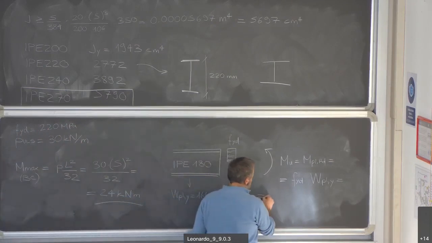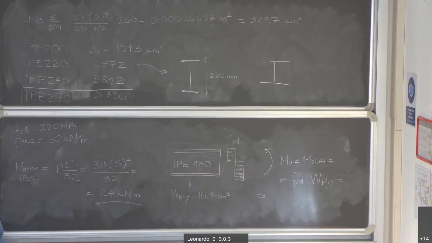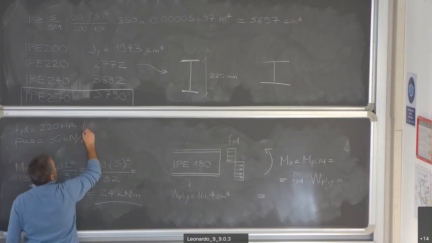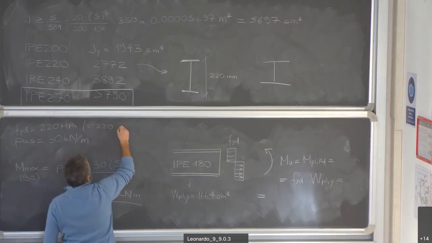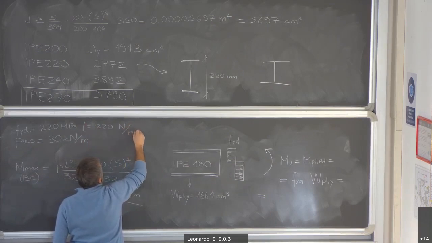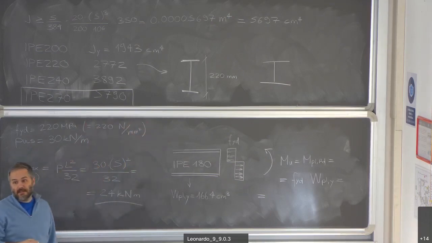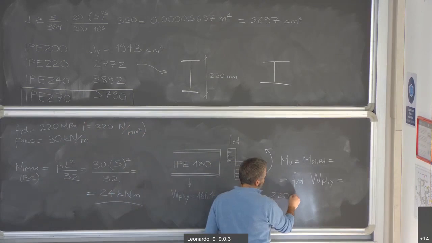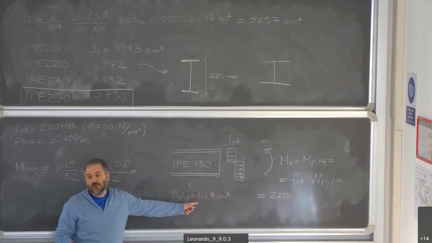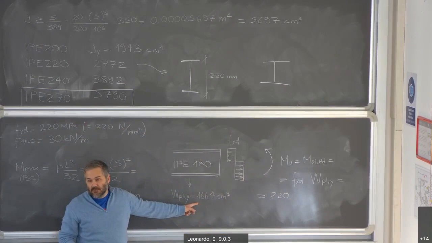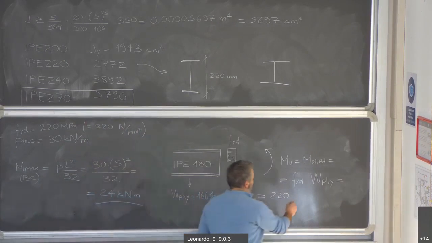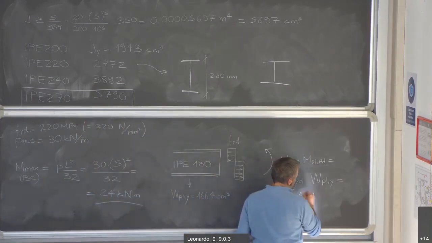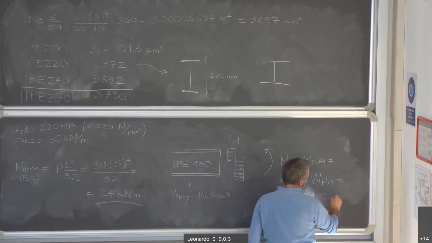So this number becomes, careful again about the units of measure, 220 megapascals means 220 newtons over square millimeter. Okay? So if I work with this number, 220, I have to transform the section modulus into cubic millimeters, by multiplying it by 1,000. So 166,400 cubic millimeters.